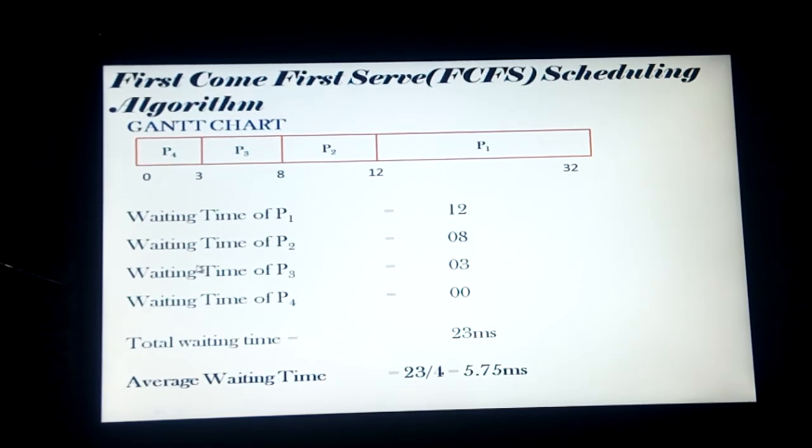Now the waiting time of P1 is 12. The waiting time of P2 is 8. The waiting time of P3 is 3. The waiting time of P4 is 0, because when process P4 arrived at time 0, the CPU took it for execution. Now the total waiting time is 23 milliseconds. The average waiting time is 23 divided by 4, that is 5.75 milliseconds.